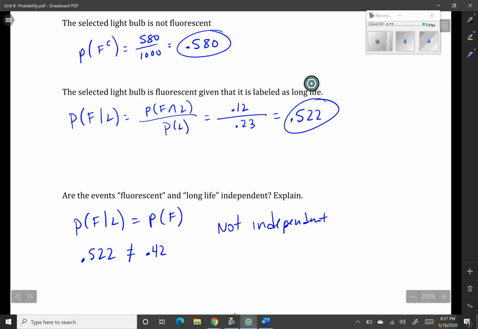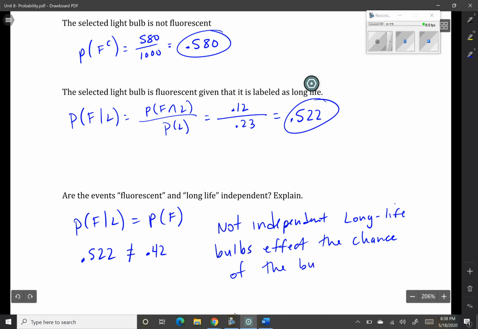meaning the long life bulbs affect the chance of the bulb being fluorescent. So the chances here are changed. This has been changed. Okay.